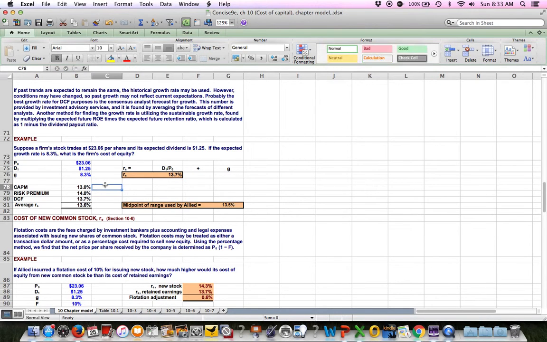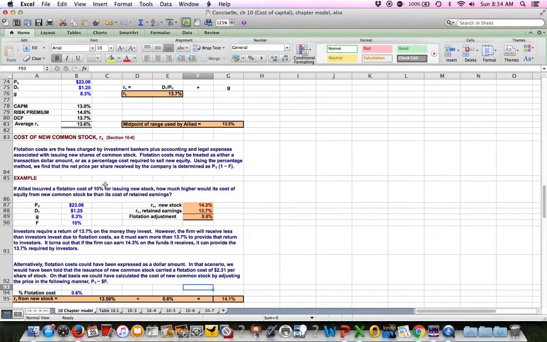And so just like we did in the PowerPoint, this example looks at all three of these and basically just averages them out and says the midpoint is 13.5. Okay, so we can use that as basically the cost of retained earnings. Now, if we're going to issue new stock, we can use the cost of new common stock.